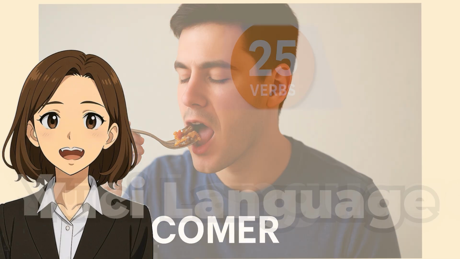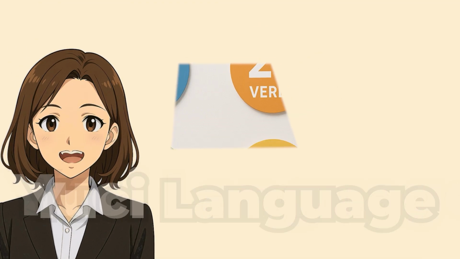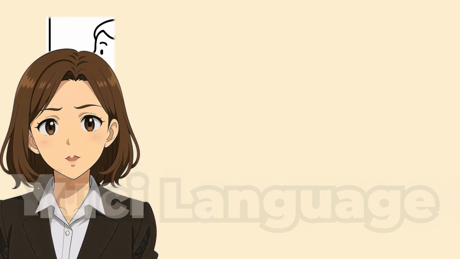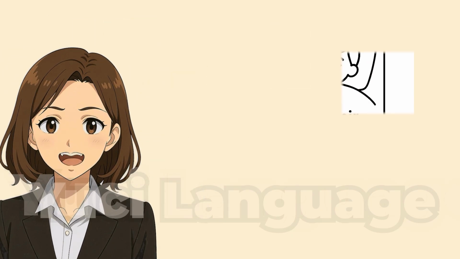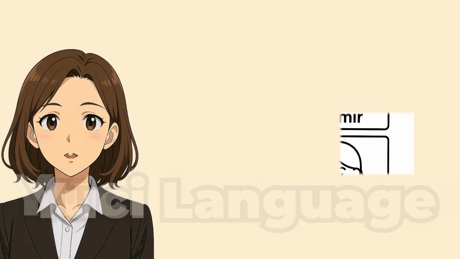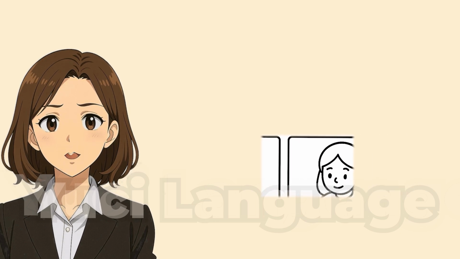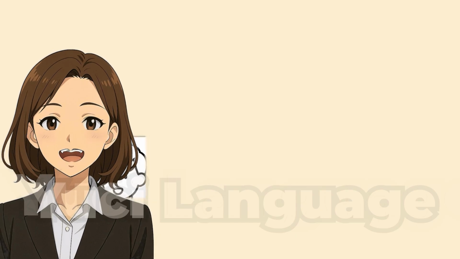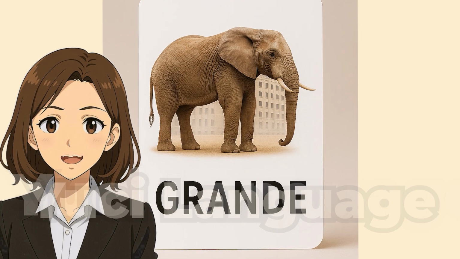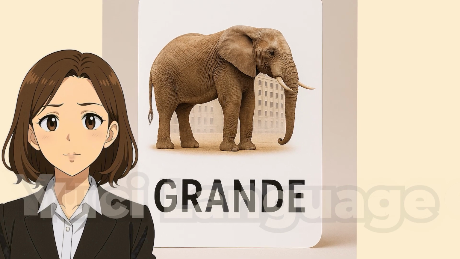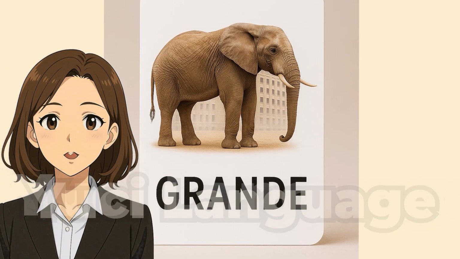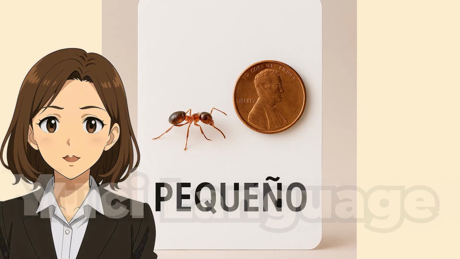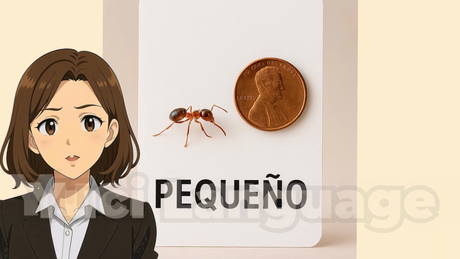Category 3. Descriptive words, 20 words. These describe things. Grande, pequeño, gustar, necesitar, comprar, usar. For adjectives, show the quality. For grande, big, show something large like an elephant. For pequeño, small, show something tiny like a coin. For rápido, fast, show a race car or cheetah.